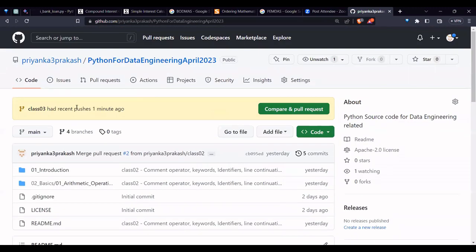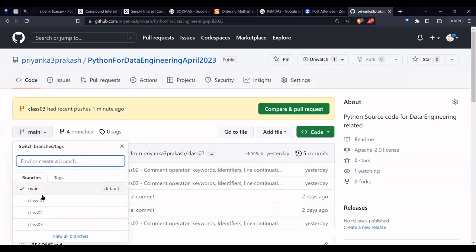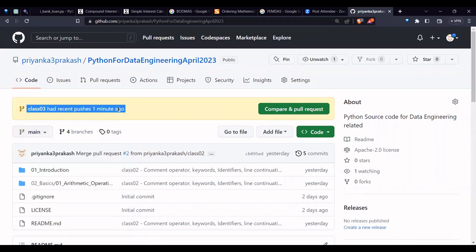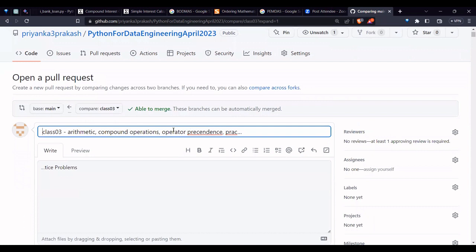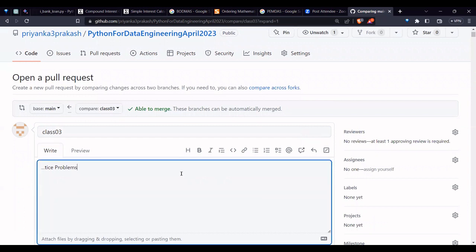Did you see what happened? Class 3, there is a new branch. Did you see in the branches, one more called class 3 is there? And it is saying that you pushed some changes 1 minute ago. Do you want to compare and give a pull request? Yes. Means for daily, whatever changes I am doing, I want to commit them. So this is a title and we can give the commit message. Whatever I write, it will show here.